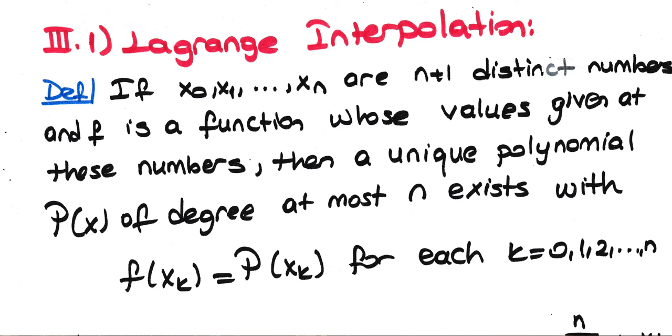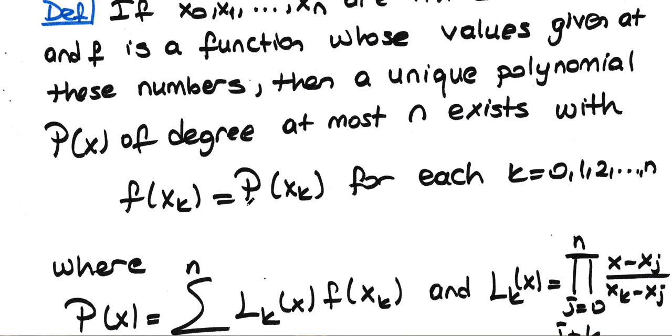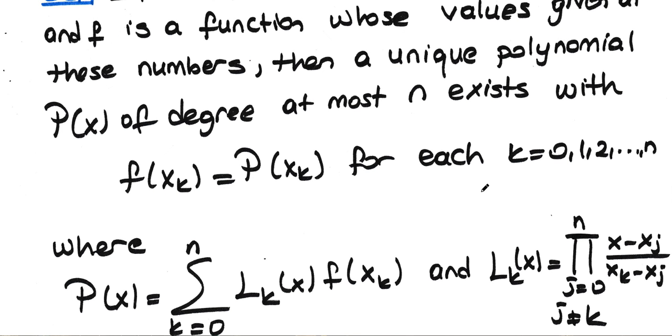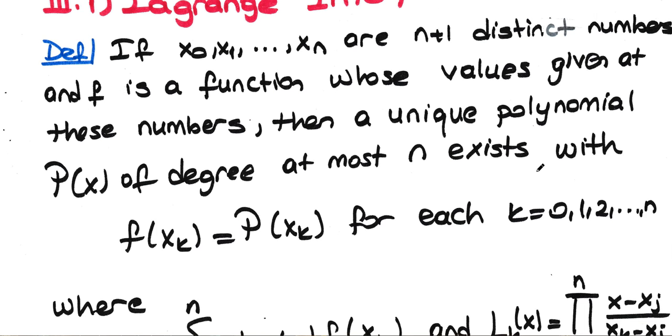If x0, x1, ..., xn are n plus 1 distinct numbers and f is a function whose value is given at these numbers, then a unique polynomial P(x) of degree at most n exists with f(xk) equal to P(xk) for each k starting with 0, 1, 2 and up to n, where this P(x), your polynomial, will be obtained using this summation formula, where this Lk is obtained by the production formula.